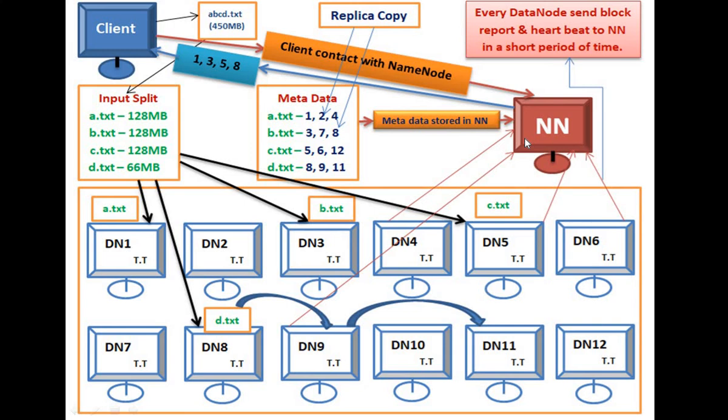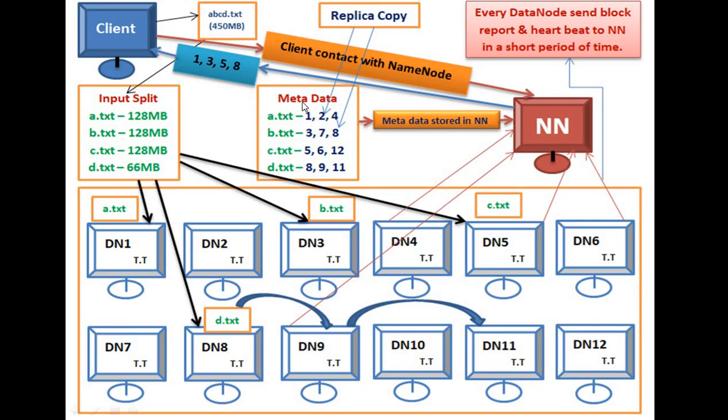As we know, the NameNode is a master service and the DataNode is a slave service, and they communicate with each other. In every 10 seconds, the DataNode sends a block report to the NameNode.